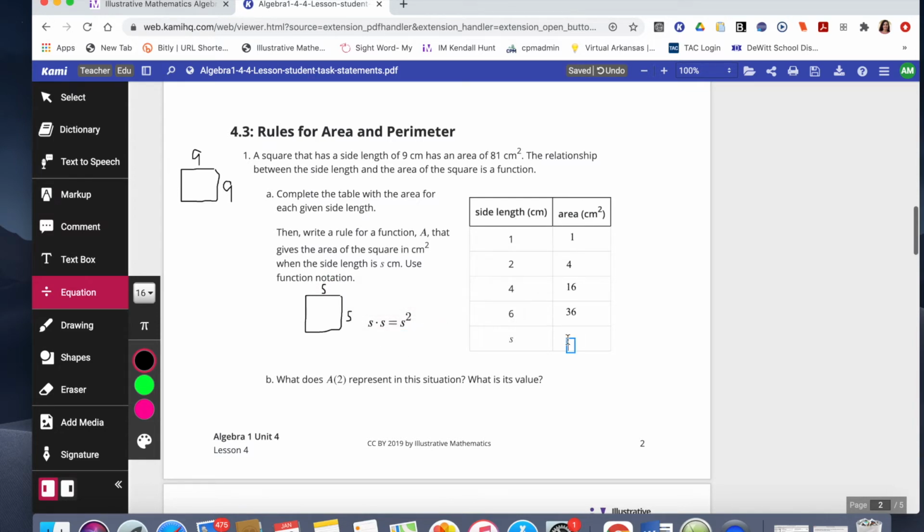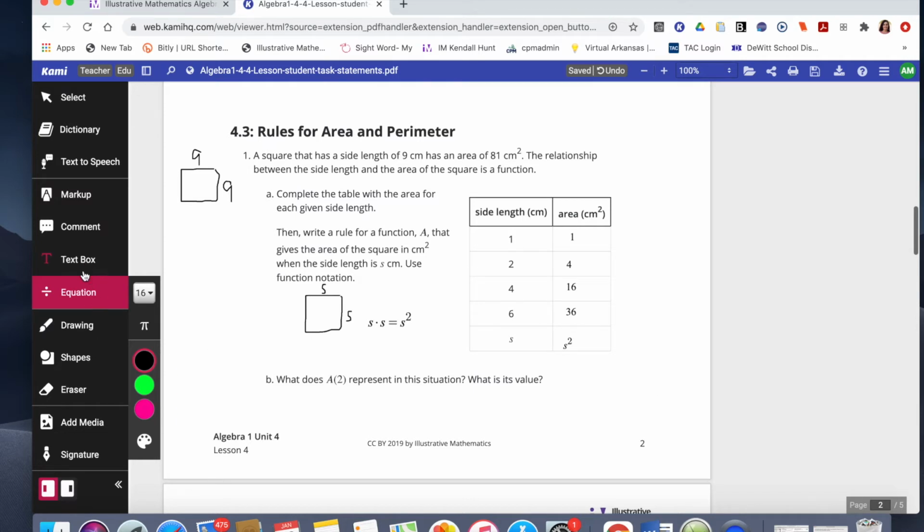So right here we would have, I want to use the equation thing again because it will actually make that look like a squared. It'll raise the exponent up, so it looks a little bit better. Okay, so now we have our table.